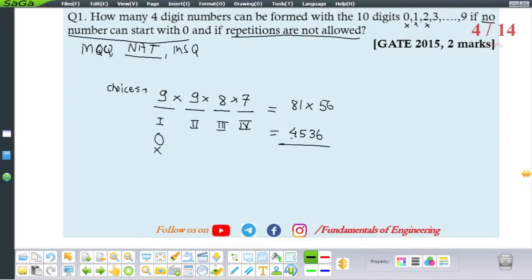In GATE, the virtual calculator is allowed, so you can use the virtual calculator. We are going to see how to use the virtual calculator in the next part, so that you will understand how you are going to use it in the exam. So the answer we are getting is 4536, the 4-digit numbers that can be formed using the 10 digits 0 to 9 if no number starts with 0 and repetition is not allowed.